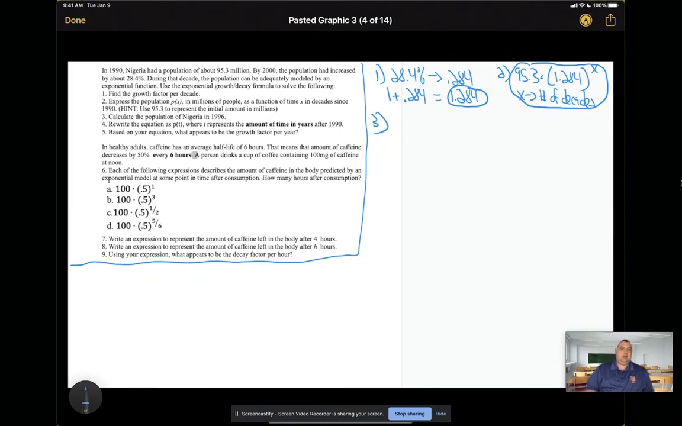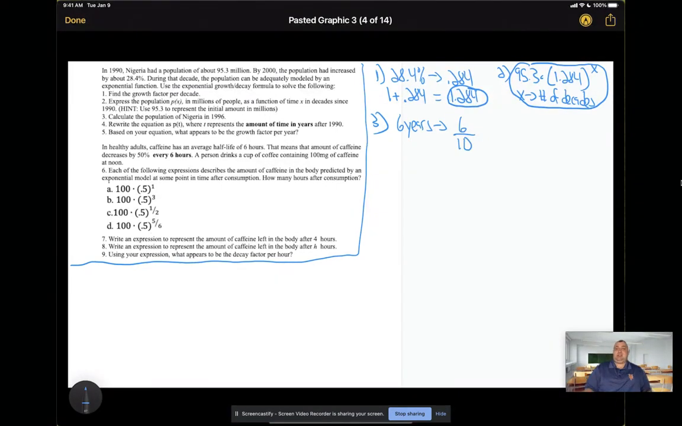Number 3, calculate the population of Nigeria in 1996. So 1996 is 6 years after 1990. I need to convert that to decades, because if I plug in X equals 6, that's going to mean the population 6 decades later, not 6 years later. So just like in the previous lesson, how do I convert years to decades? I either have to multiply by 10 or divide by 10. In this case, I have to divide by 10.